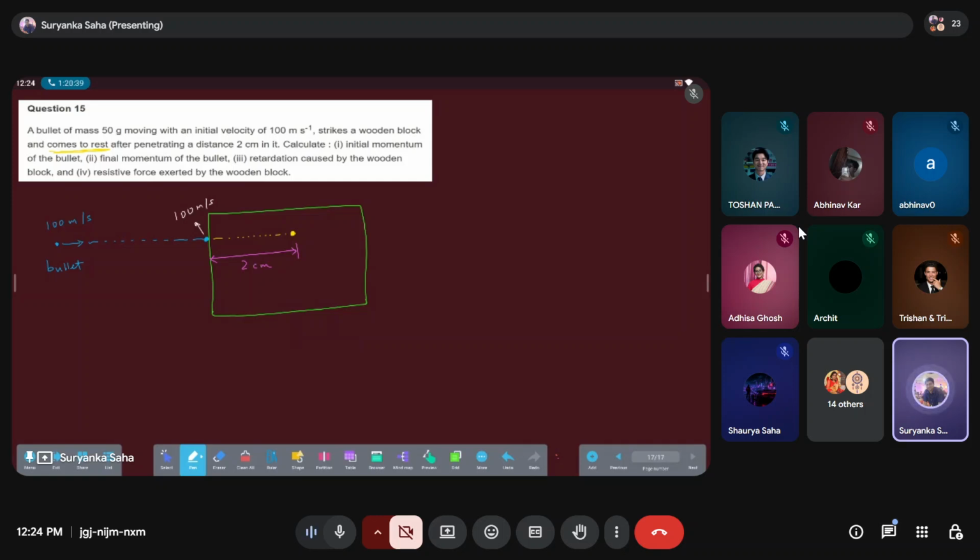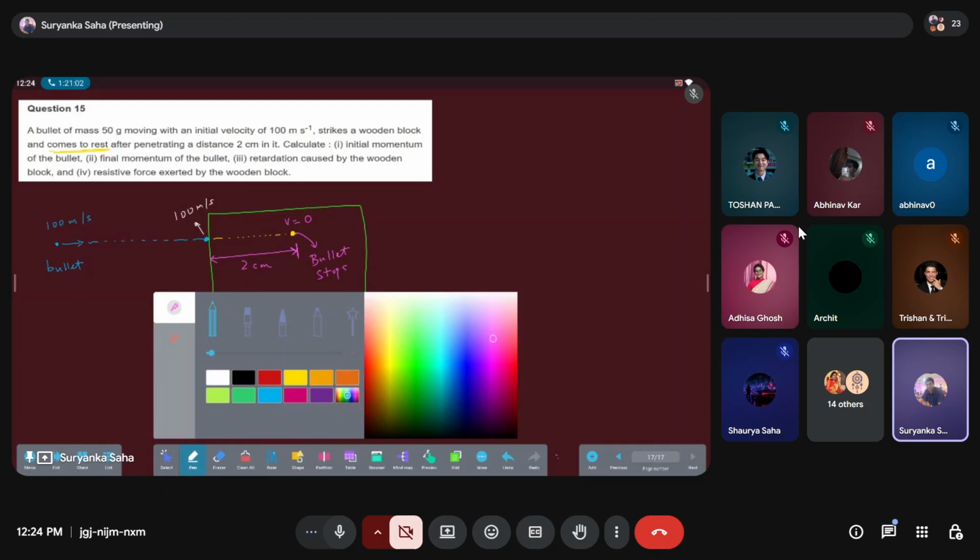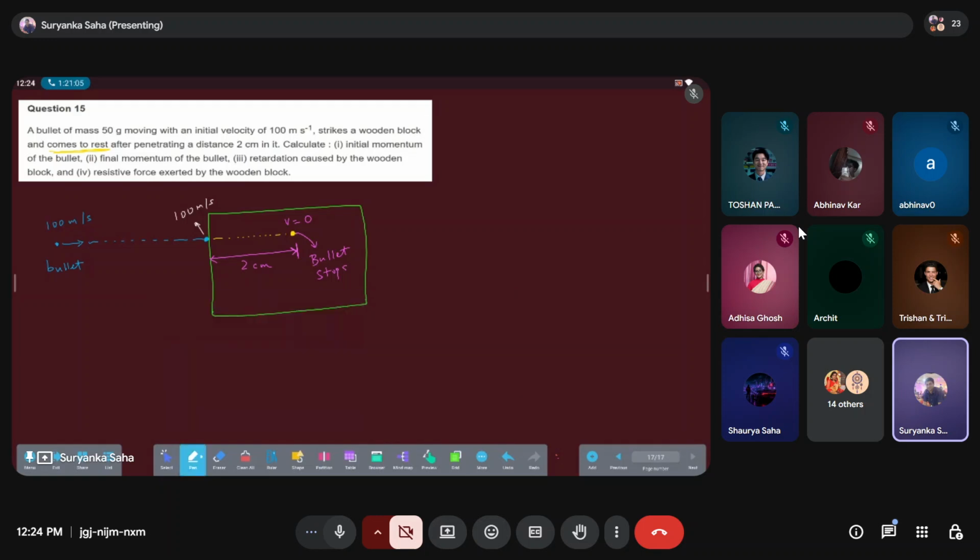And here, what is the velocity of the bullet in this position inside? Here velocity is how much? 0, because the bullet stops. Let me write bullet stops. Two centimeter is the penetration of the bullet inside the wooden block. Let me write, this is the wooden block.